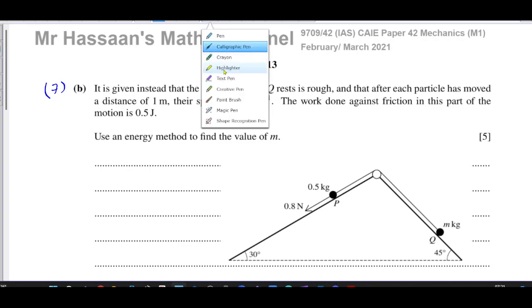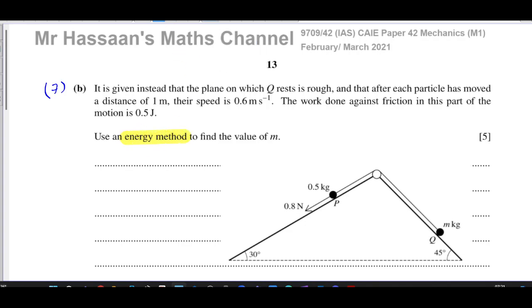When we use an energy method, we've got to think about the work energy principle. There's a number of ways we could answer this question. We could consider the movement of Q, the total change in energy, or apply the work energy principle just to Q by itself. The problem with that is we'd have to work out the tension in the string, and to do that, we'd have to work out the acceleration and so on. That's going to be a bit of a hassle, because you have to deal with the tension in the string.